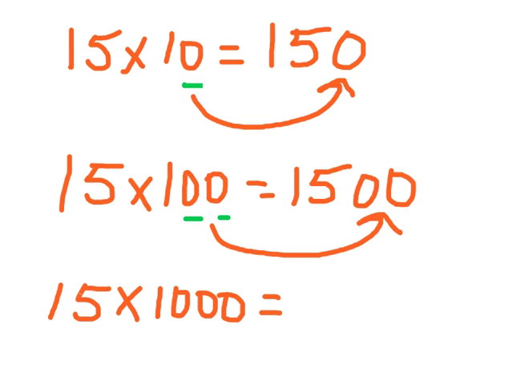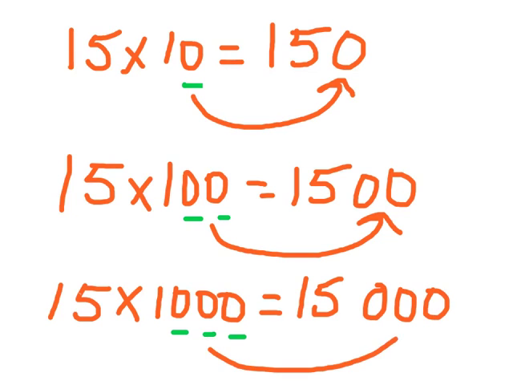Here's a really big multiplication, but again, if we use the same technique, very simple to do. 15 times 1,000. 1,000 has three zeros at the end, so we do our 15 times 1, which is 15, and then we add on three zeros at the end because there were three zeros in 1,000. So 15 times 1,000 is equal to 15,000, which again should make sense.